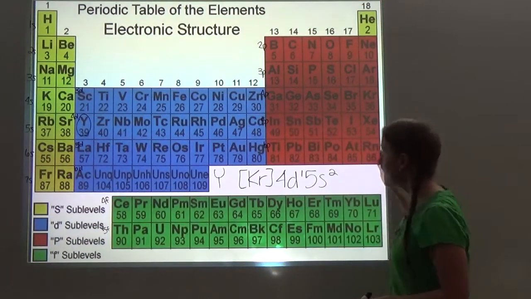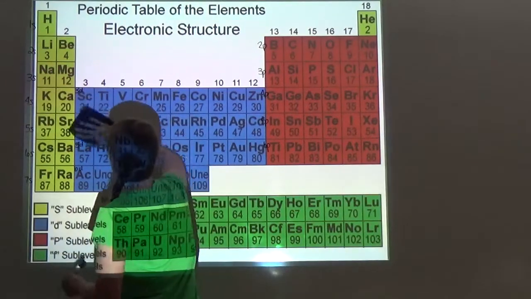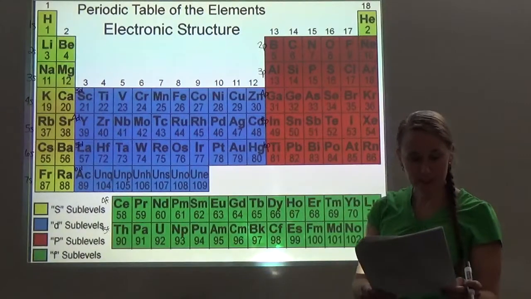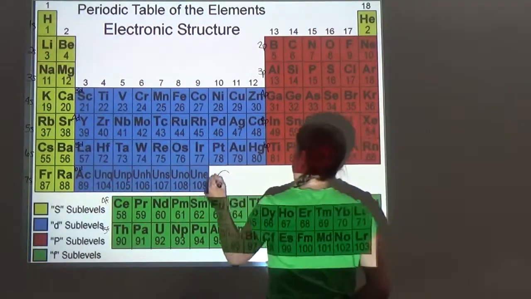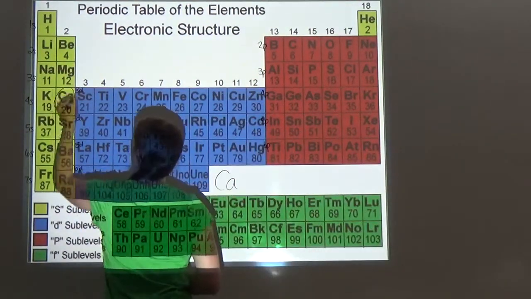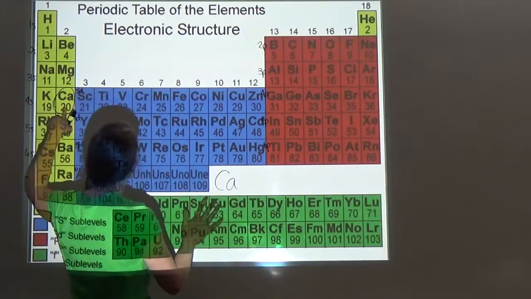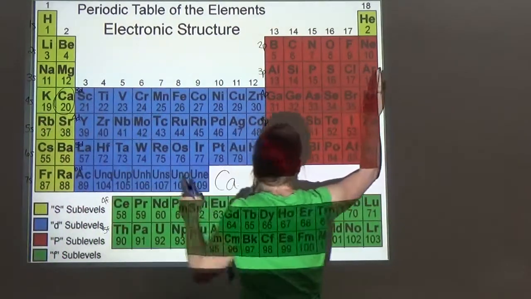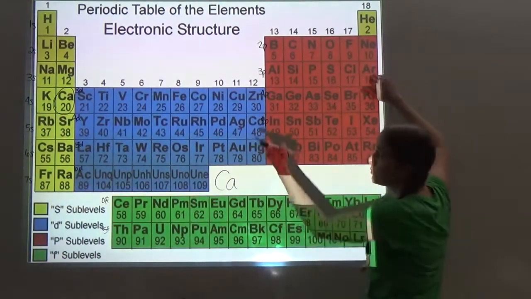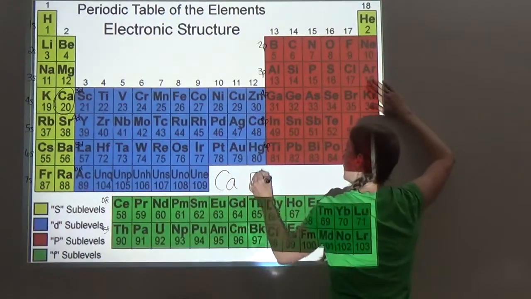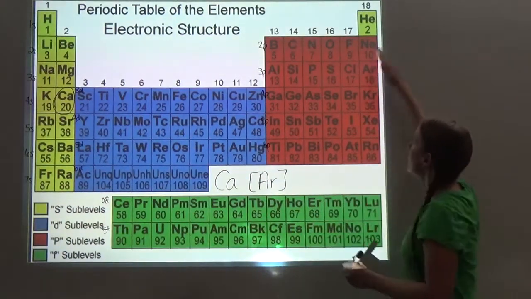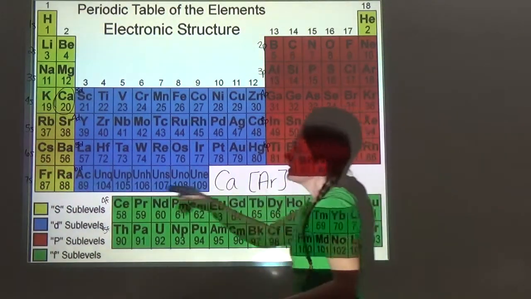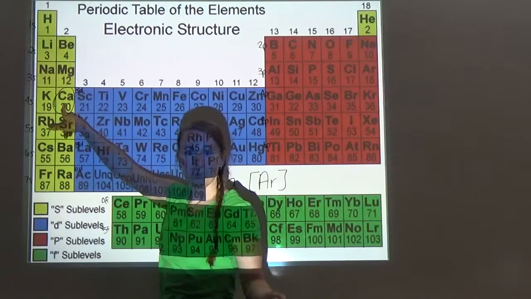All right, so let's look at another one. The next one is Ca, calcium. I find calcium and I ask, what's the noble gas before it? We know row 1's full, row 2's full, row 3 is full. So argon is the last noble gas before calcium. Once I start with argon, that's showing me everything in the first 3 energy levels is full. So now I just have to go from here to calcium. That made it easy, huh?